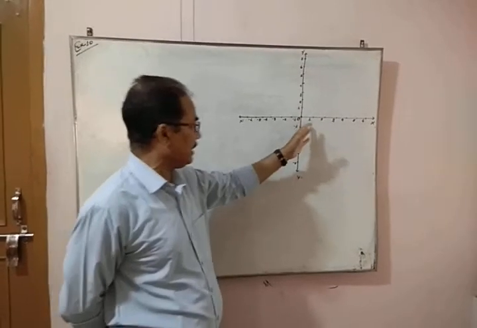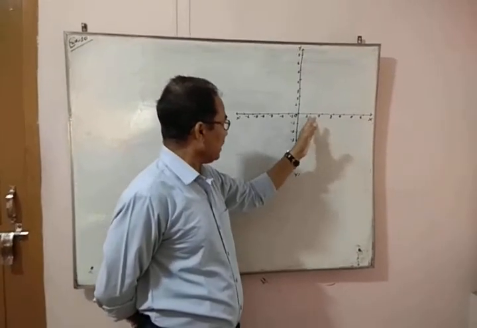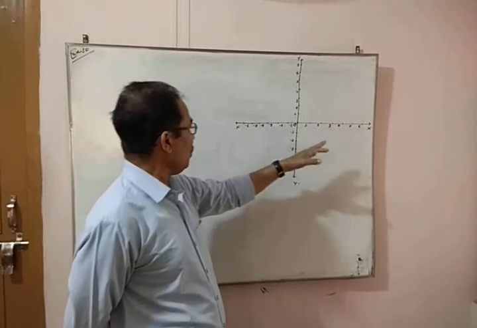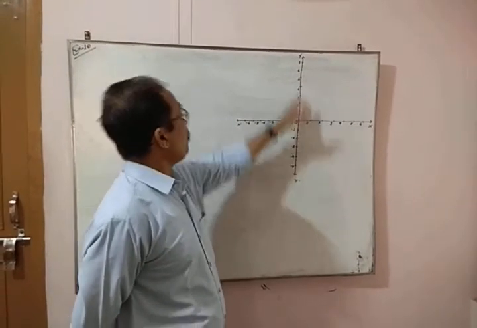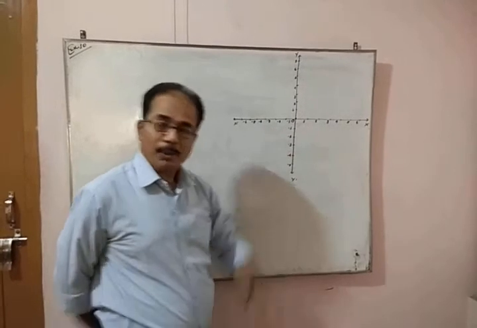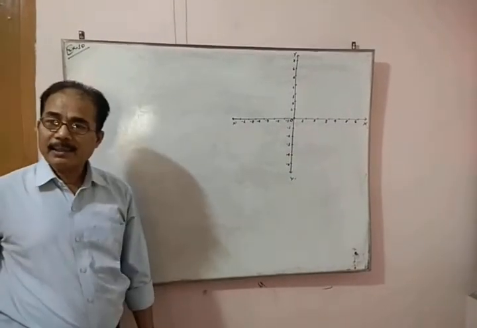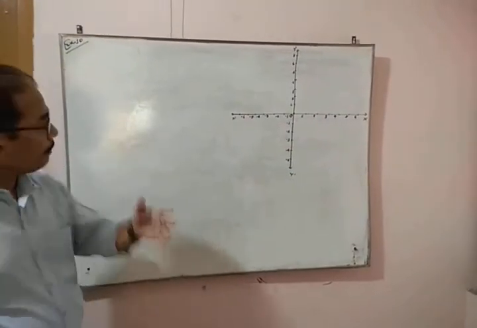Numbers have already been written here. Positive numbers are on the right-hand side from O, and on the left-hand side, negative numbers. This is your positive and this is your negative. You have already done coordinate geometry in the previous class.